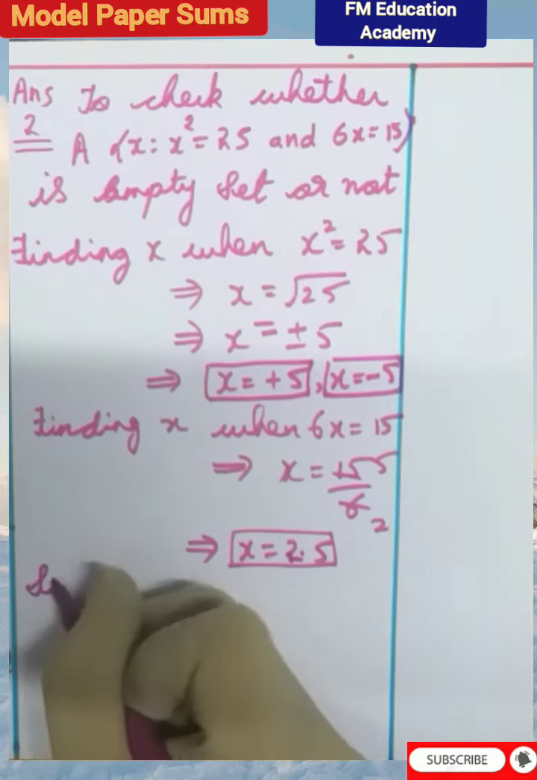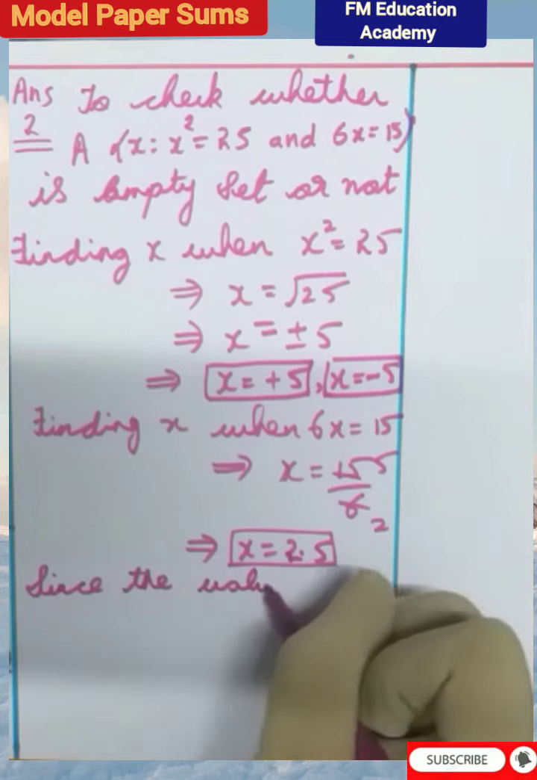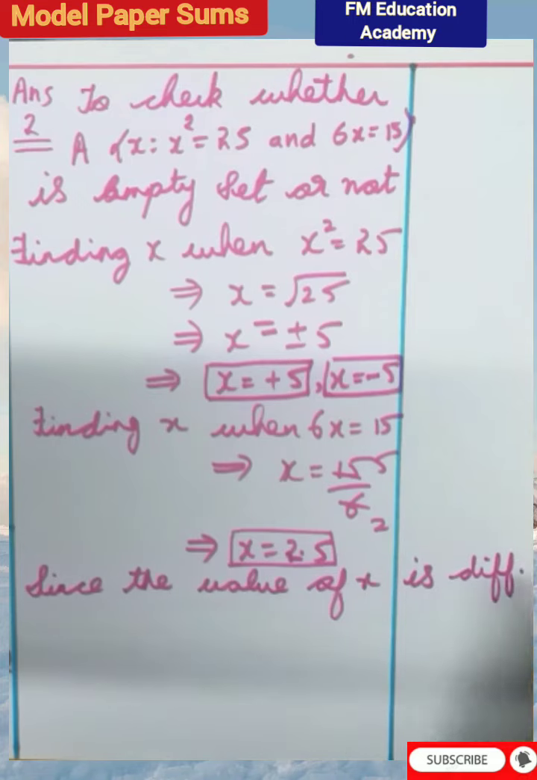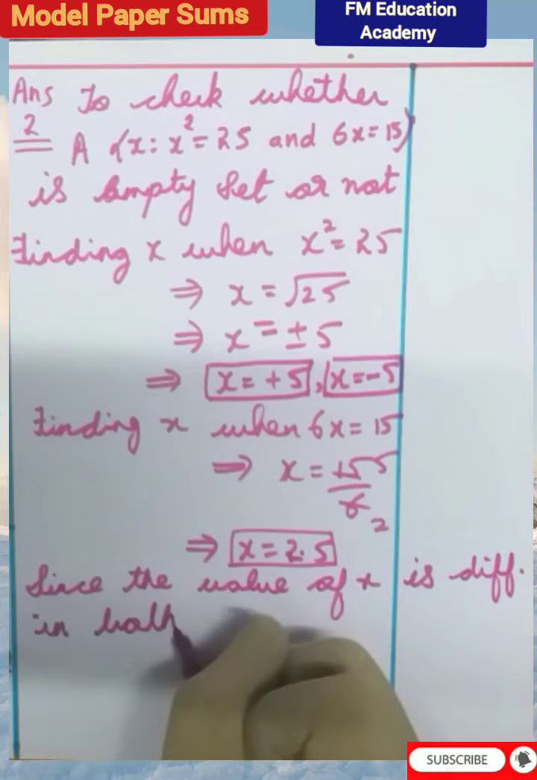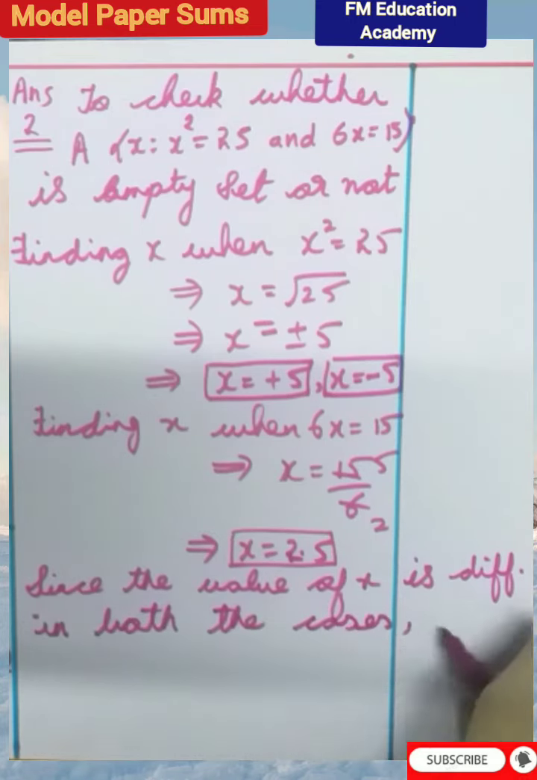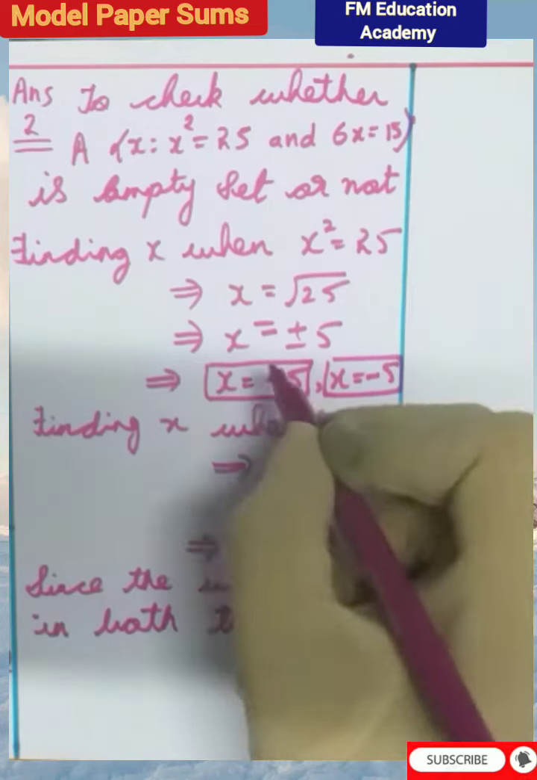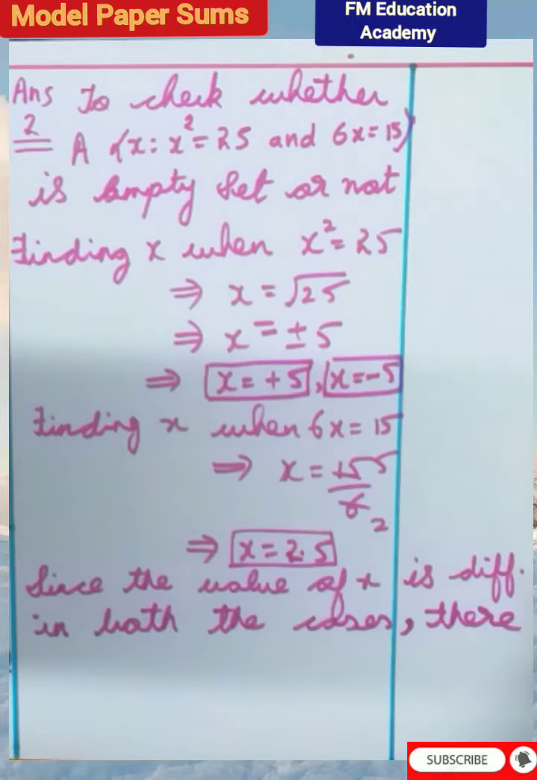So we will write, since the value of x is different in both the cases, there is no value of x that satisfies the given condition. These values cannot satisfy the given condition because in that condition the x value should be the same.